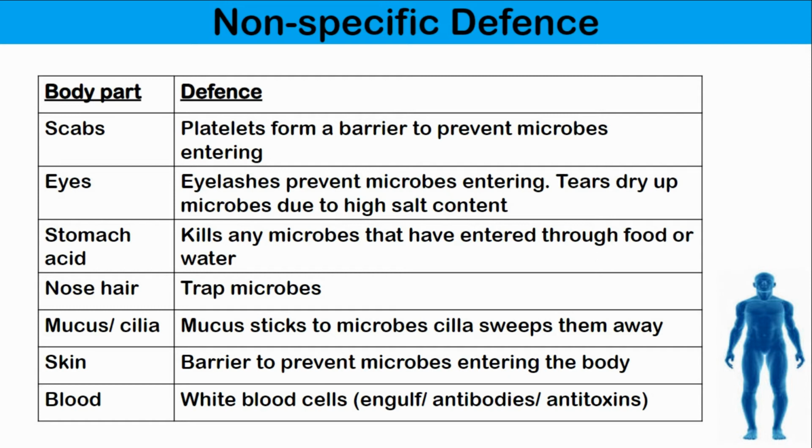Mucus and cilia. Mucus sticks to the microbes, and cilia sweep the microbes away in the mucus. Skin is a barrier to prevent the microbes entering the body, and white blood cells can either engulf, it's like eat, or produce antibodies or antitoxins to deal with the microbes.